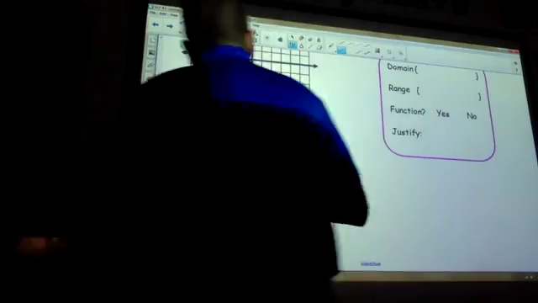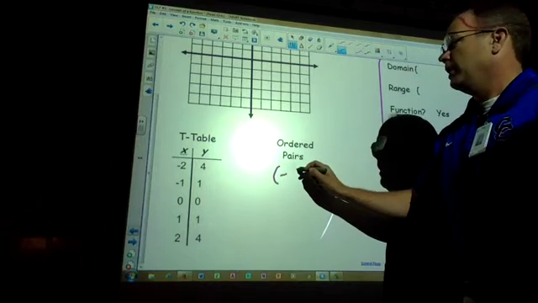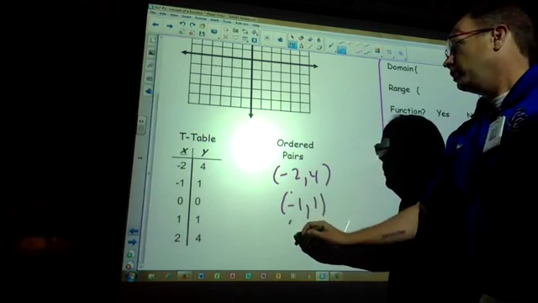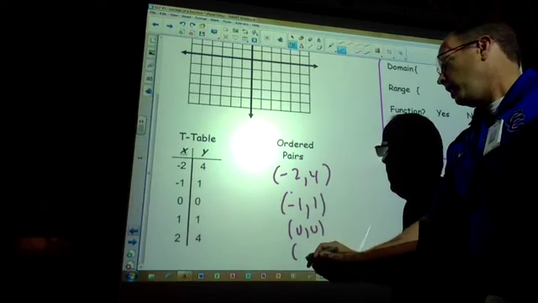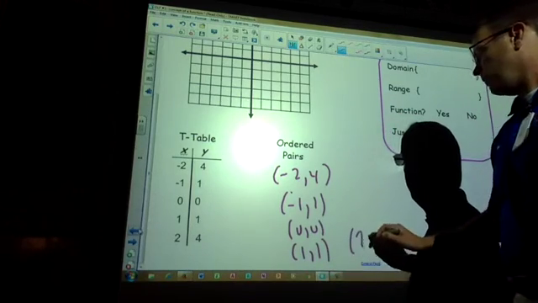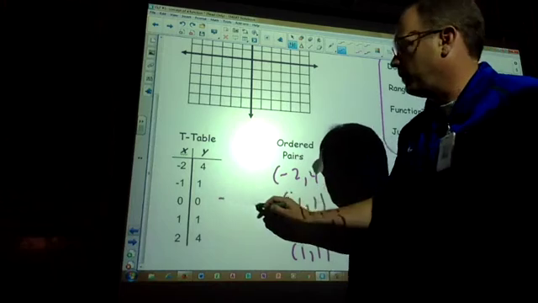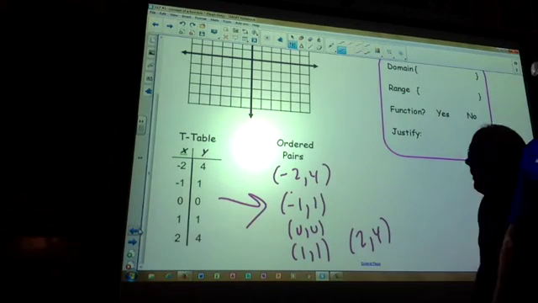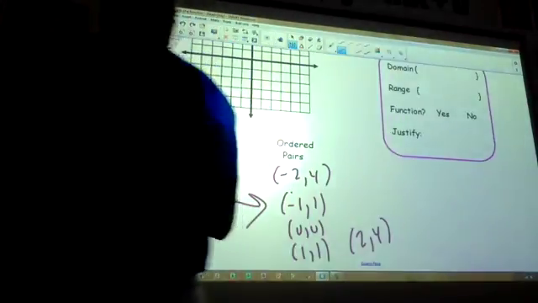All right, ordered pairs. We got what? Negative 2, 4. What else? Negative 1, 1. What else? 0, 0. What else? 1, 1. What else? 2, 4. Agree? I went from my table to here. It's way too small to draw. Okay. All right, so plotted my points.